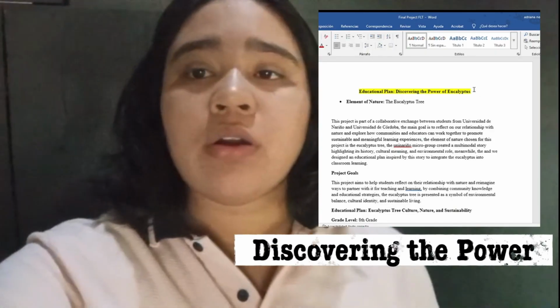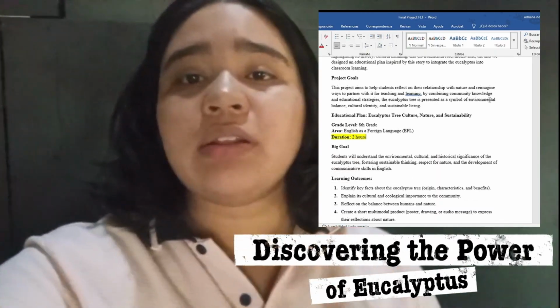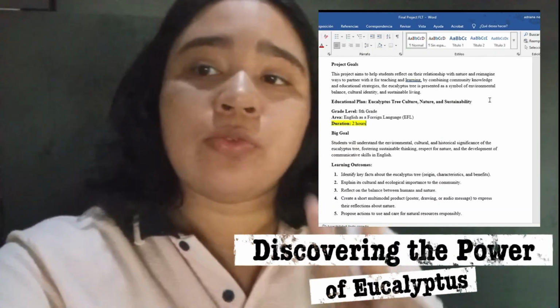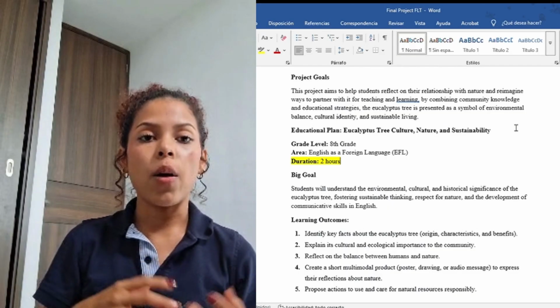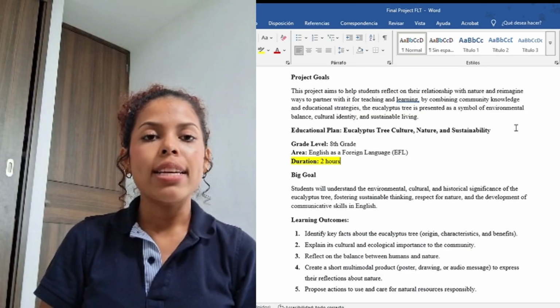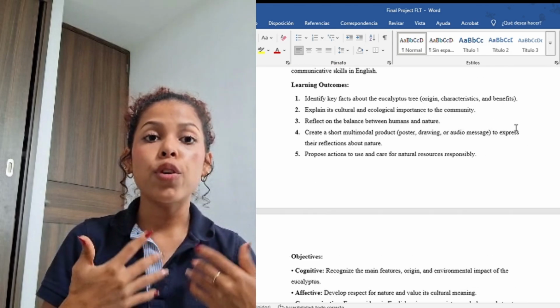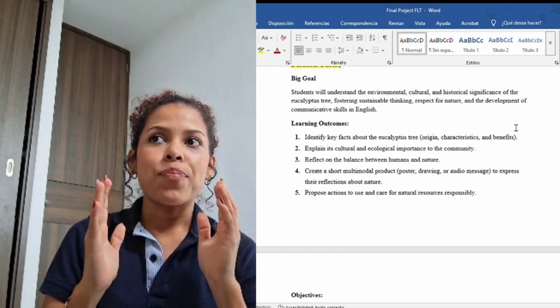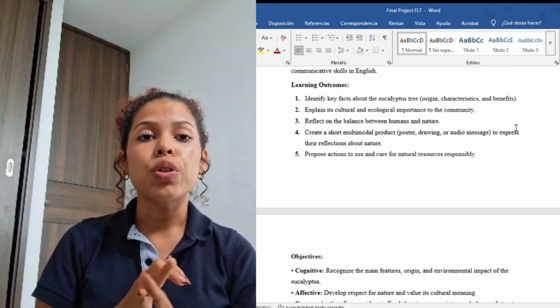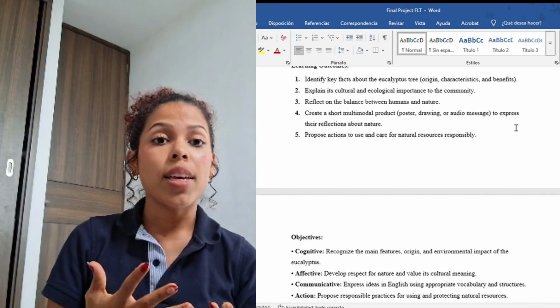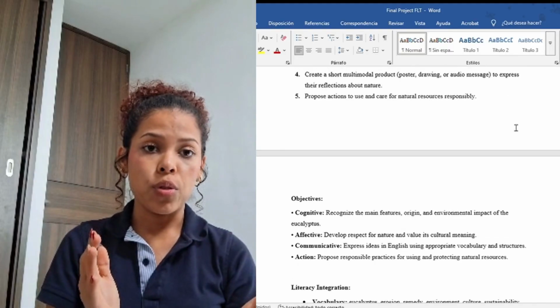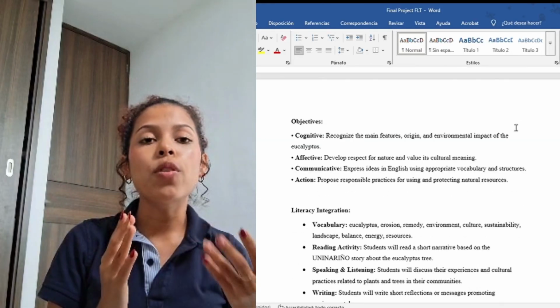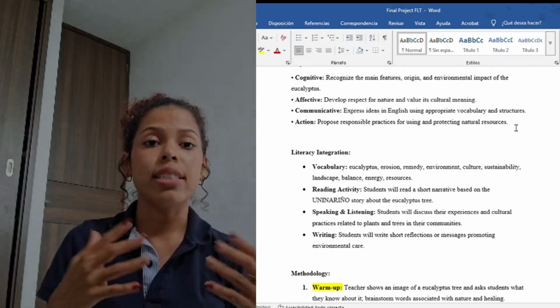Based on the story from Universidad de Nariño, we designed an educational plan called Discovering the Power of Eucalyptus. It is for 8th grade EFL students and lasts 2 hours. The main goal is for students to understand the environmental, cultural, and historical importance of the eucalyptus, while improving their English skills at the same time.